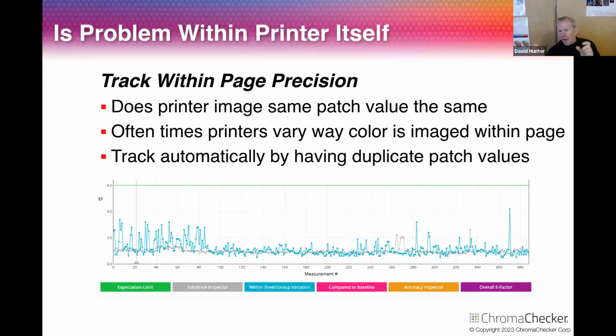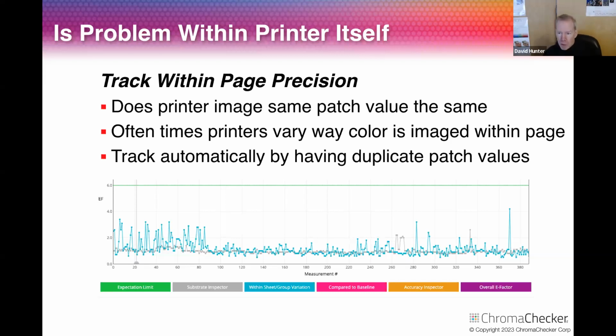And in the same way, you could have multiple targets on the same page, group them, and ChromaChecker will automatically compare what the delta E differences are between those patches within the same page. And if the number's too high, it tells you you've got a problem with the printing device. And in this case, you can see that the E factor of the printer is fairly high by the blue line on the left, because this blue line in your timeline represents within page uniformity.